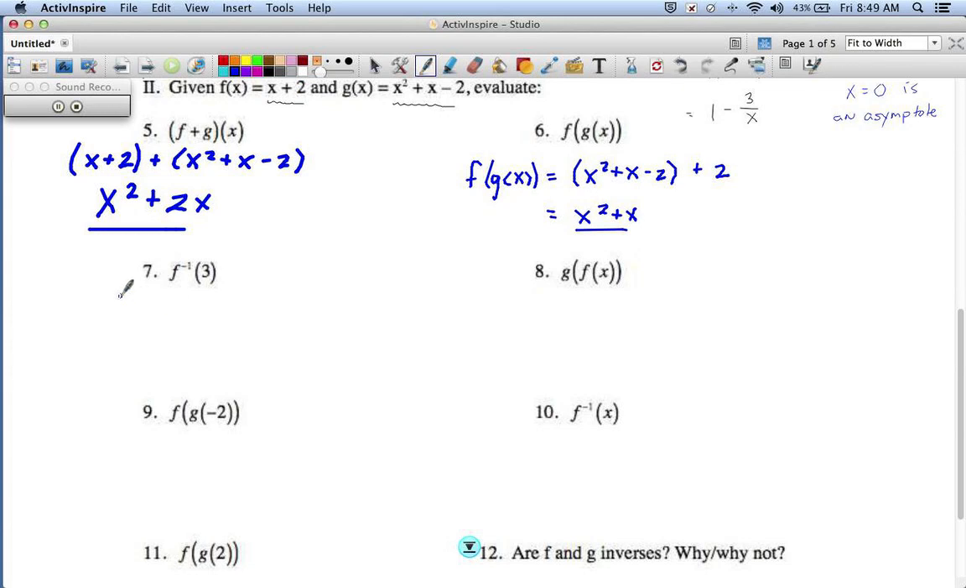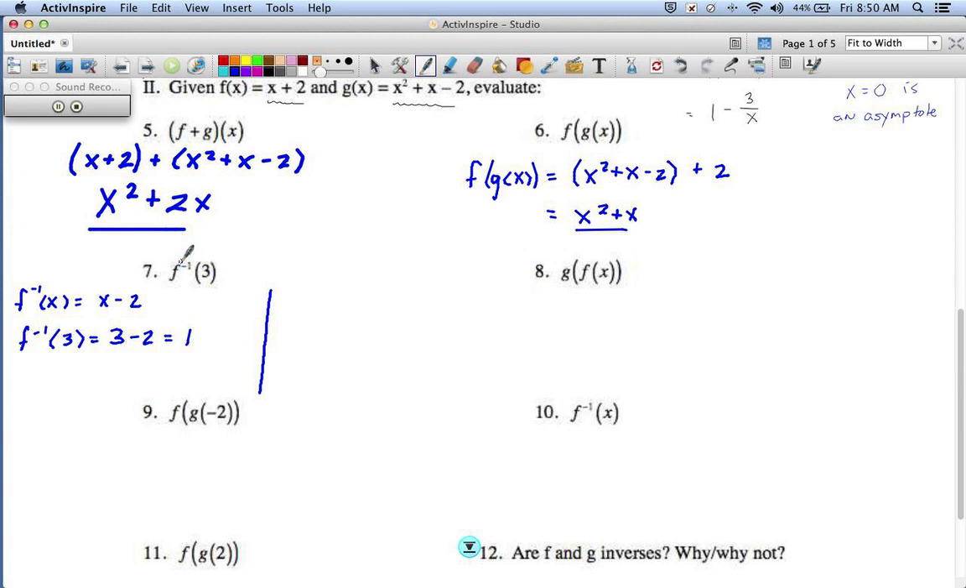F inverse of 3. So f inverse of 3, this is interesting because I don't have the inverse function. But we can do one of two things here. I can find the inverse, f inverse of x. F inverse of x is going to be x minus 2. So if I want f inverse of 3, I'm going to get 3 minus 2, which equals 1. So that certainly is one option here.